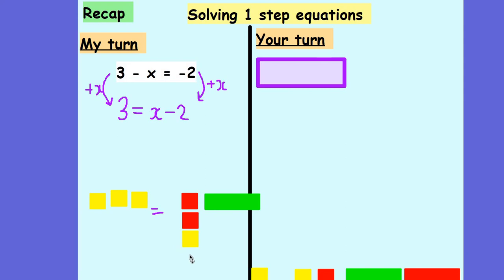I add 2 yellow squares to cancel out the 2 red squares. Whatever I do to one side, I do exactly the same to the other. If I then cancel out my 0 pairs, I've added 2, and x, my green rectangle, is worth +5.